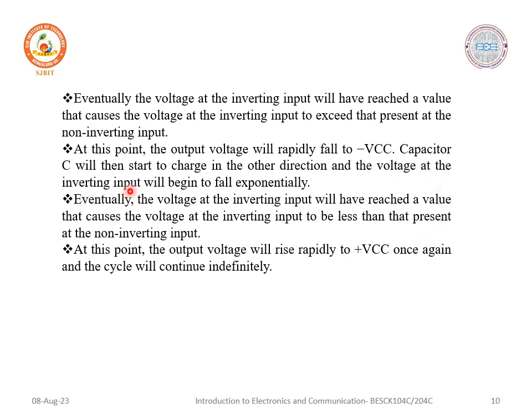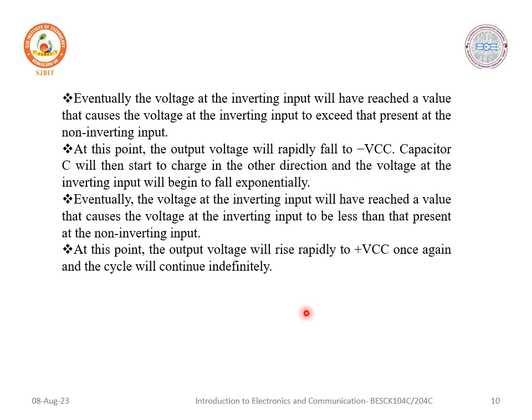The capacitor C will then start to charge in the other direction, and the voltage at the inverting input will fall exponentially. Whenever the output is positive, the capacitor is charging in the positive direction. Whenever the output is negative, it is going to charge in the opposite direction. We can consider it a falling exponential.